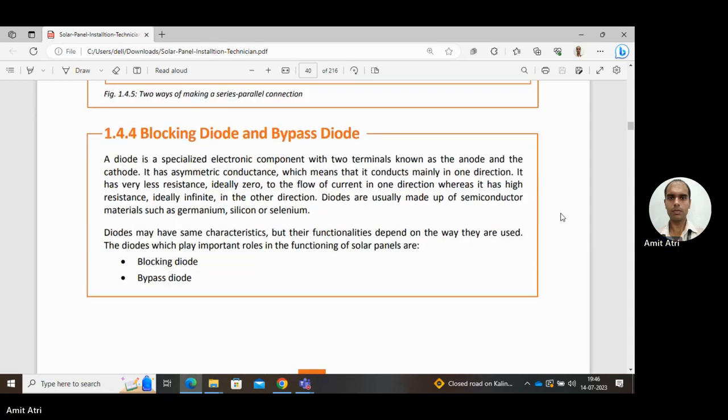One more thing in this topic 1.4.4: the blocking diode and the bypass diode. A diode has two terminals, as we have discussed, and it conducts in one direction only. We can call it forward bias. So when a diode is forward biased, it will conduct, meaning current flows from the positive to the negative side. If the reverse happens, it will not conduct.